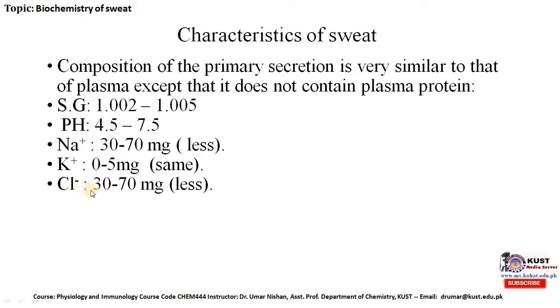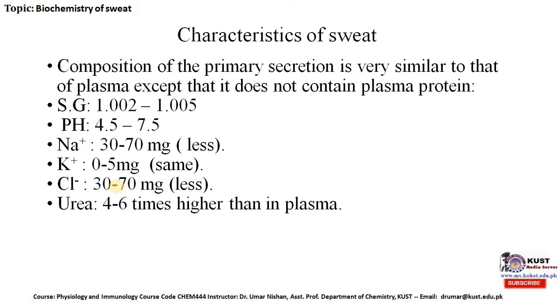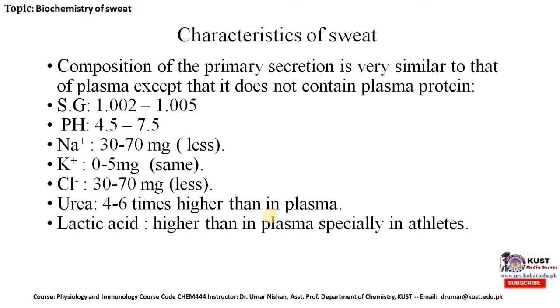Chloride ion is 30 to 70 milligram or less. Urea is 4 to 6 times higher than in plasma. And lactic acid is higher than in plasma, especially in athletes.